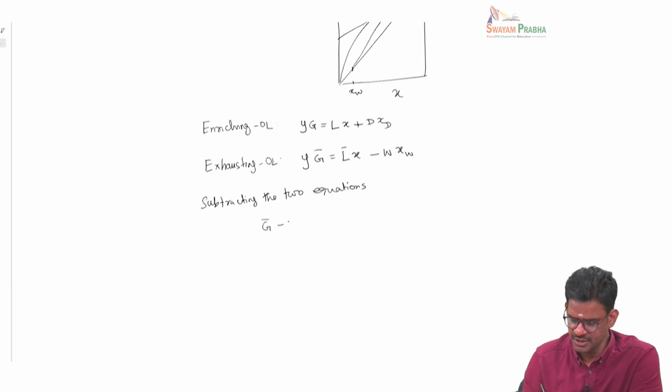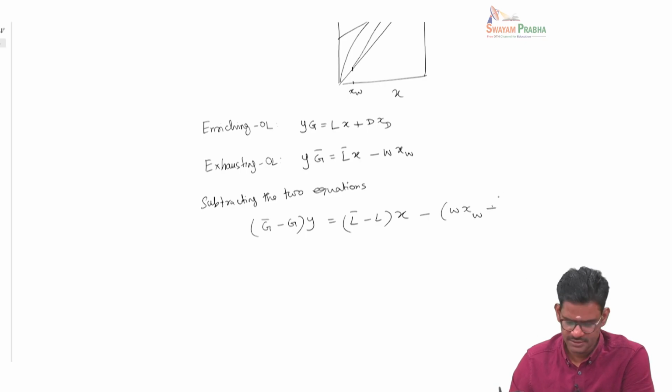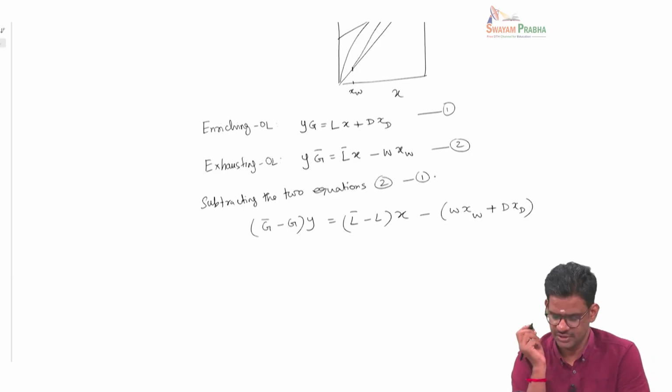So we get G bar minus G times Y is equal to L bar minus L times X minus W xW plus D xD. So we are subtracting the first equation from the second equation, so then we get this.